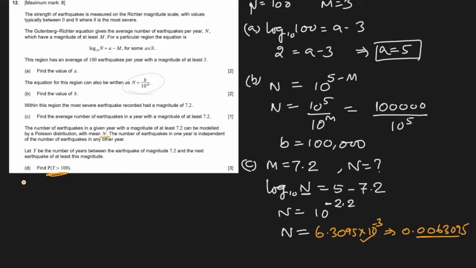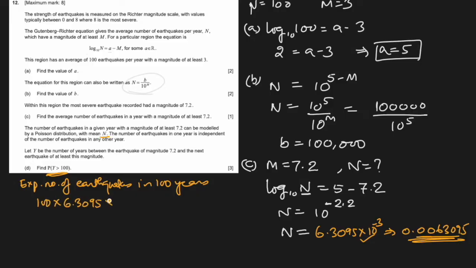So what is the expected number of earthquakes? In 1 year, these many earthquakes can be there. So in 100 years, it will be 100 multiplied by 6.3095 times 10 to the power minus 3. So in 100, there are 2 zeros here and there are 3 here. That means it will be 0.63095. These many earthquakes, not even one earthquake, is expected in 100 years, right?